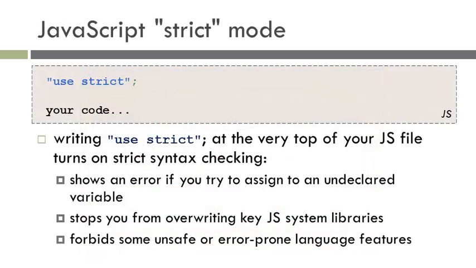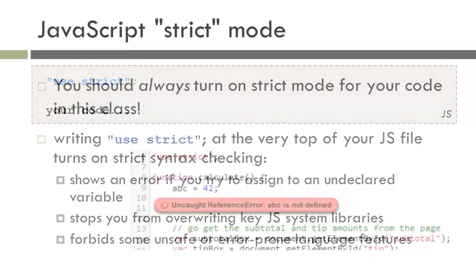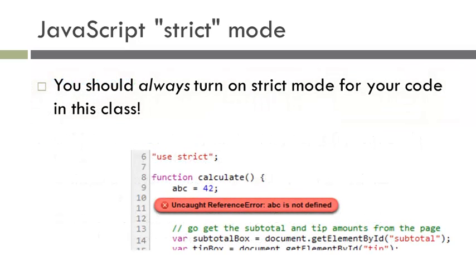Another method to prevent hidden errors is to use the JavaScript strict mode. If you put this at the very top of your document, it turns on strict syntax checking. This shows an error if you are trying to assign an undeclared variable and stops you from overwriting key JavaScript system libraries with your own code. It also forbids you from using some unsafe or error-prone language features that might work in your current system or web browser, but might be a place for hidden errors later on. For those of you taking this class, it is required that all of your code runs in JavaScript strict mode.